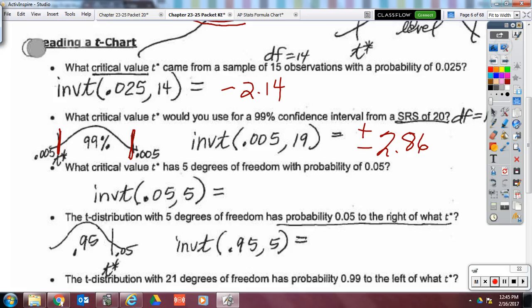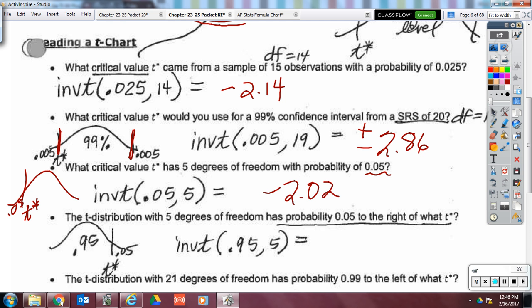Now here on this second one, which one has a probability of 0.05? So to me that means I've got 0.05 down here below it and wants to know that one. So is my critical value going to be positive or negative? Negative, and it becomes negative 2.02.